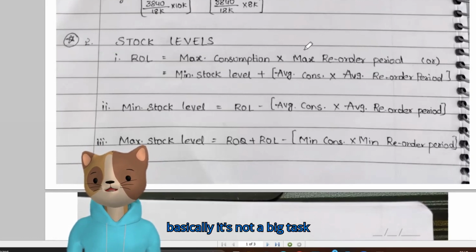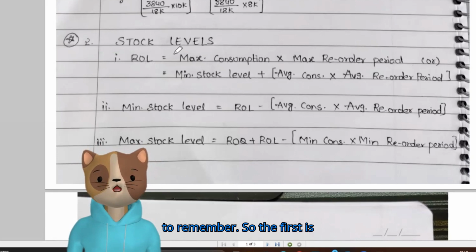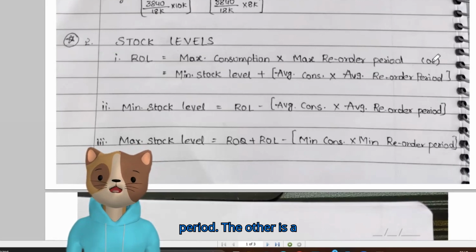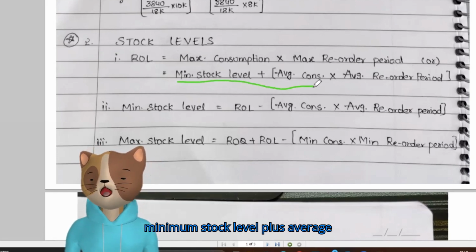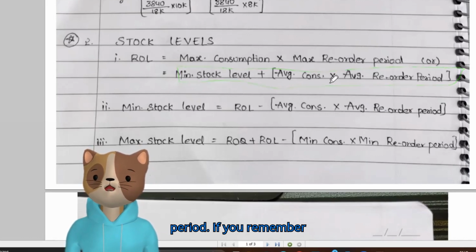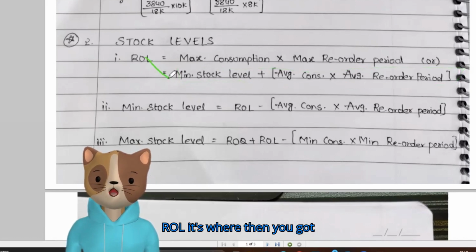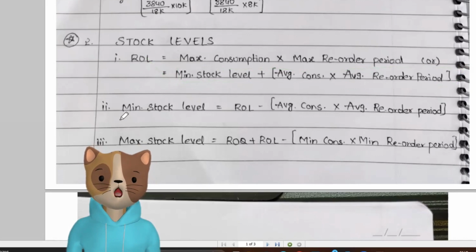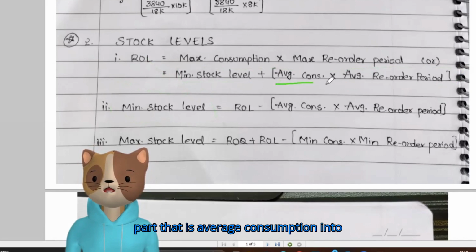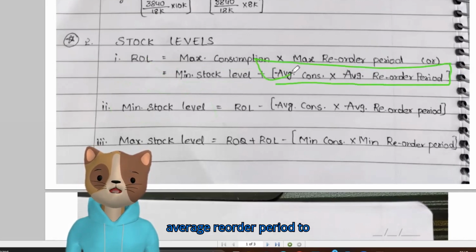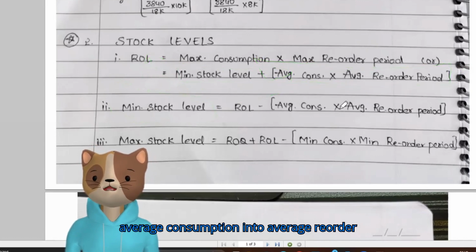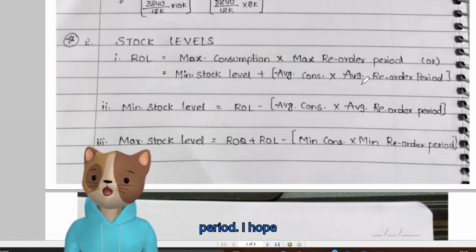Basically, it's not a big task to remember. So the first is maximum consumption into maximum reorder period. The other is minimum stock level plus average consumption into average reorder period. If you remember this formula for the ROL, then you already have the answer for the minimum stock level. Just take this part, that is average consumption into average reorder period, to the LHS side. ROL minus average consumption into average reorder period.